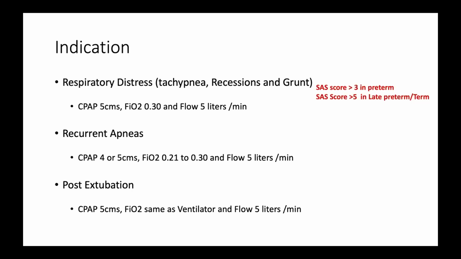So across the board, the flow rate is the same, and for most of the diseases where lung is a problem, we use the pressure of 5. If there is no serious lung problem like in apneas, you use a pressure of 4. FiO2 is 30% if lung disease is there. If there is no lung disease, you can vary from 21 to 25%.